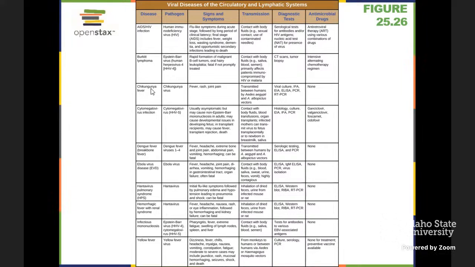Chikungunya fever is another hemorrhagic, handfuls of these. Dengue fever, I think, is pretty interesting. They call it break bone fever because the pain is so severe, you feel like your bones have broken. That is terrifying.